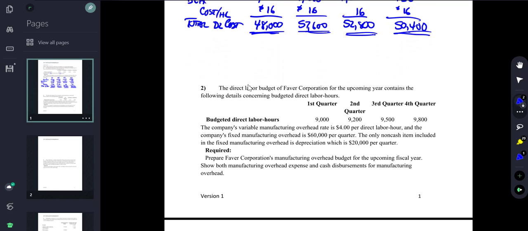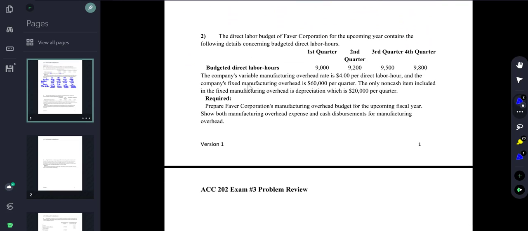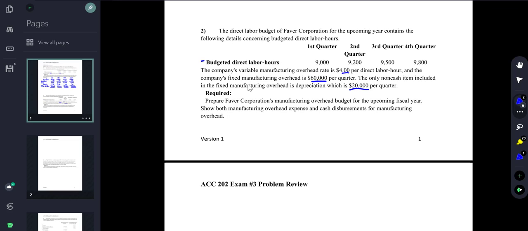Okay, I want to go down here to number 2. And this is a slightly different budget because it's going to be an overhead budget, manufacturing overhead. And in this one, they're basing variable overhead on budgeted direct labor hours. They have a variable overhead rate of $4 per direct labor hour. We have a fixed manufacturing overhead of 60,000, and within that 60,000 is 20,000 of non-cash expense for depreciation.